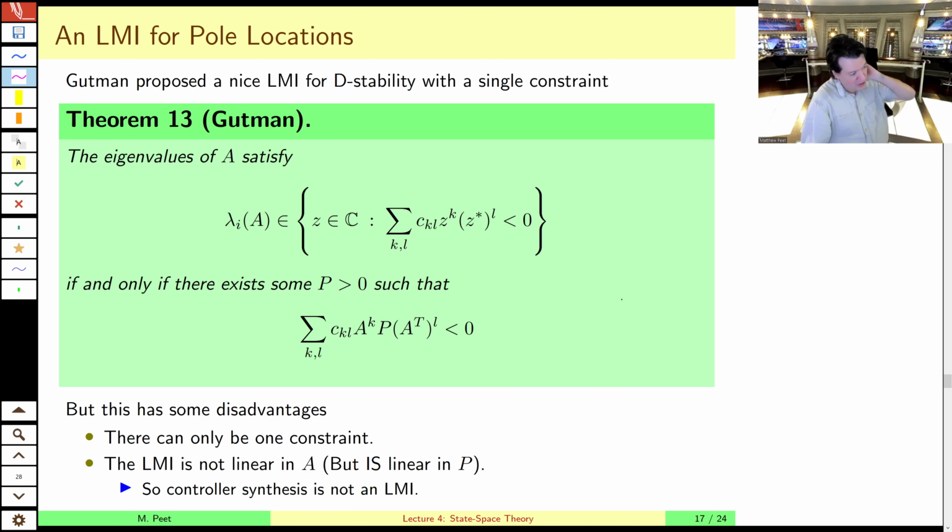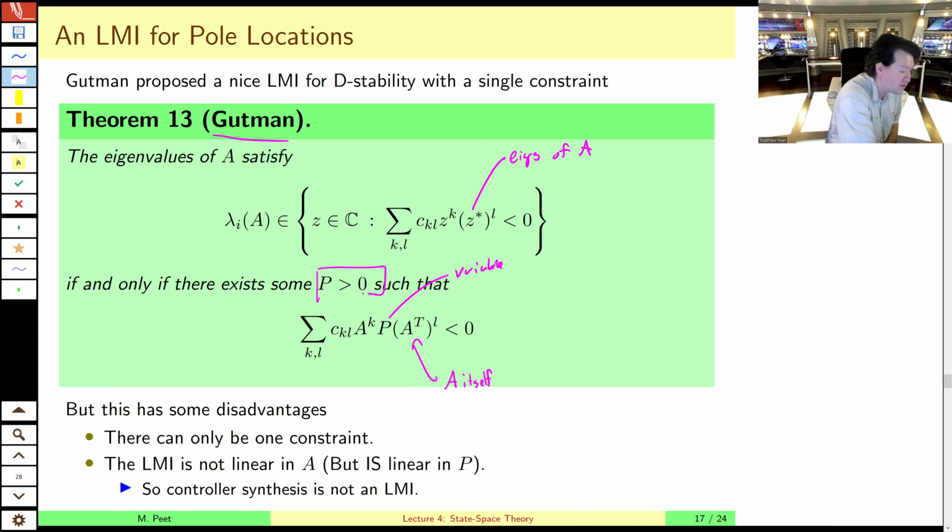The first one is due to Gutmann. Again, everyone gets their name on them. It gives us a way of translating the constraints on the eigenvalues into an LMI constraint on the elements of A itself. And notice we have a variable here too, P greater than 0. As I said, P represents a Lyapunov function in some way, but I won't get into the mathematics of how this thing is derived.